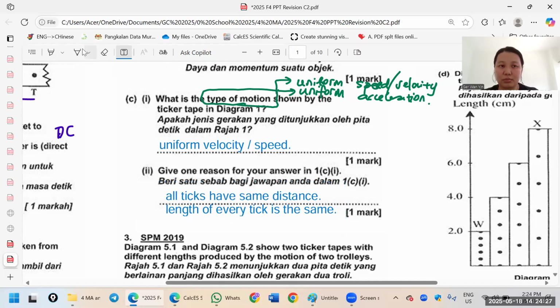Which sentence also doesn't matter as long as you mention the things: the length, the distance, same, constant, everything. Okay, no problem.